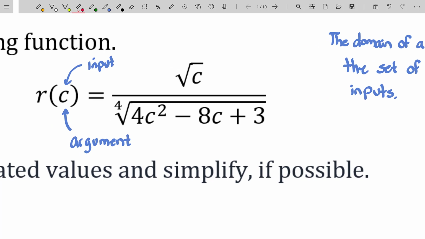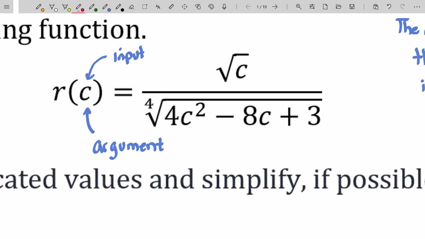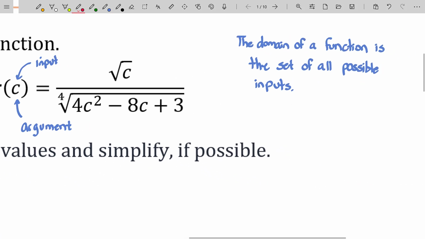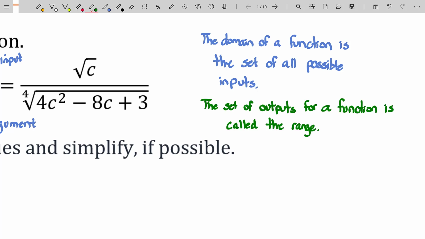Implicitly defined domains are what you're actually facing here. When somebody does not explicitly tell you, hey, c is only between 1 and 5, but instead relies upon you figuring out what the domain is, it's called an implied domain. So if the set of inputs for a function is called the domain, we should obviously have a name for the set of outputs, and we do. The set of all outputs for a function is called the range of the function.